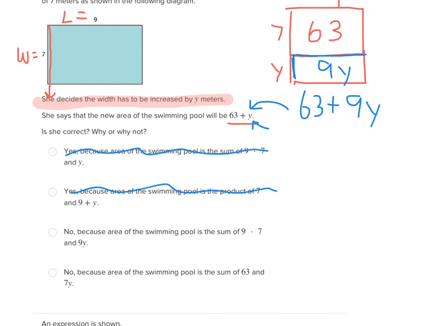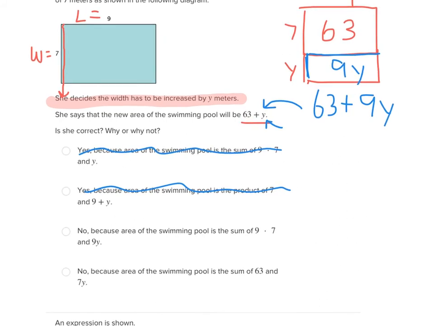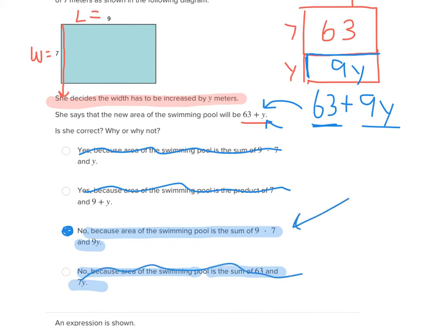And let's see, no, because the area of swimming pool is the sum of 9 times 7. I've got that. 9 times 7 is 63. Sum of 9 times 7 and 9y. Well, I've got that too. Yeah. That is the area of the swimming pool. Let's look at the next one to make sure it's not right also. No, because the area of the swimming pool is the sum of 63 and 7y. It's 63 and 9y. So it's not that. So I'm confident that this is the correct answer.